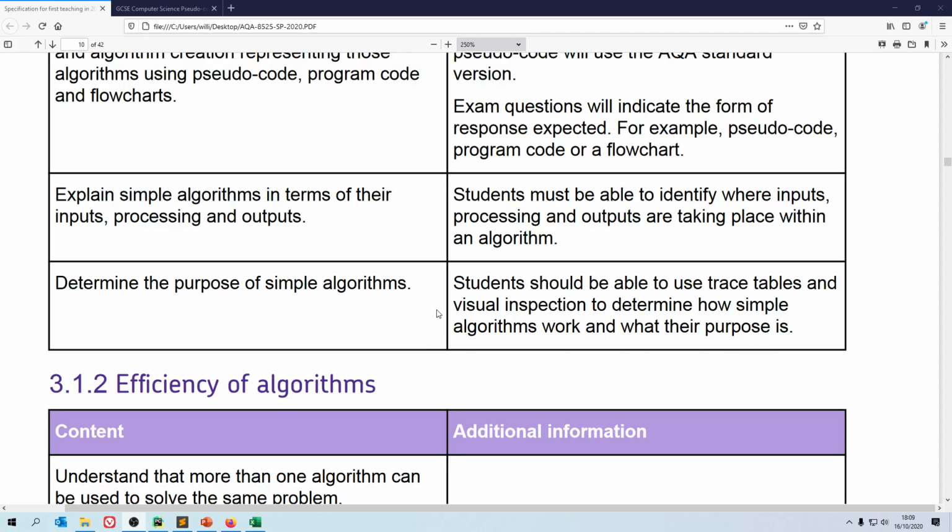So now we come on to trace tables. The specification says that students should be able to use trace tables and visual inspection to determine how simple algorithms work and what their purpose is. So what is a trace table?